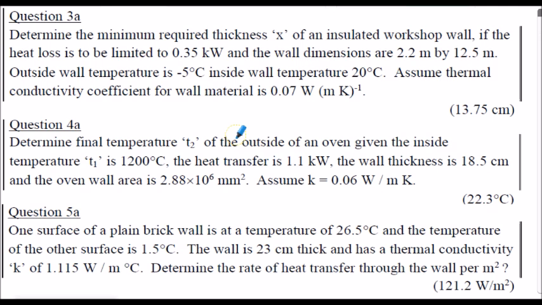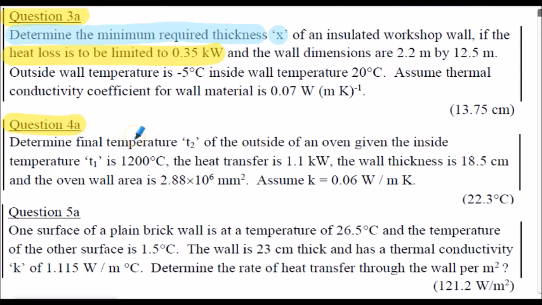So here are 3 further questions. In question 3a, we have to actually determine the minimum thickness required, symbol X, given the various parameters here. In this case, the actual value of the heat loss, capital Q, is stated in the question. It's 0.35 kilowatts. So question 3a does require some transposition to find the value of X.